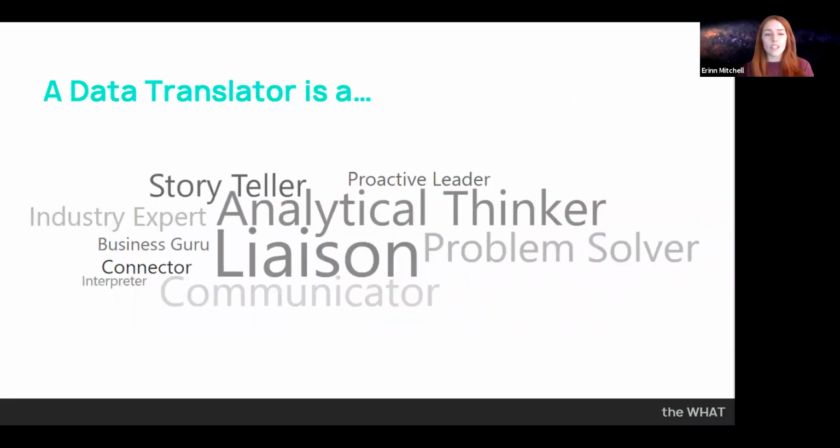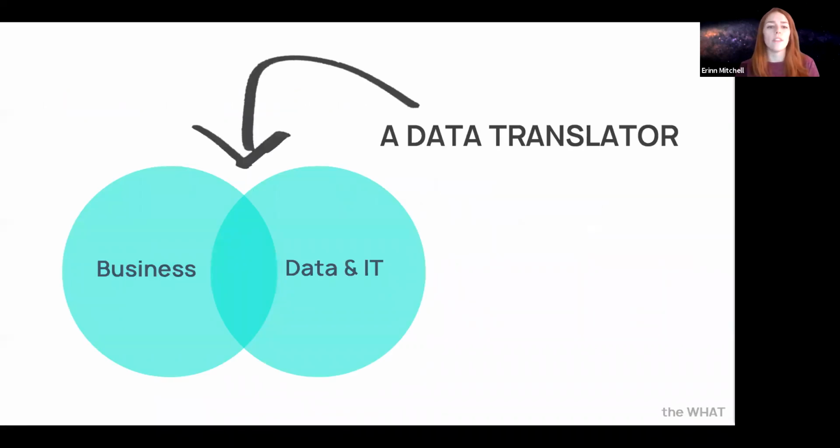So the what? A data translator, I made this fancy word cloud to help you understand what a data translator is. They're a storyteller, a proactive leader, an industry expert. They're analytical, a thinker, business guru, connector, interpreter, communicator. They're a problem solver, and most importantly, they are a liaison. The slide is not changing. There we go. So a liaison, and that's because they sit in between the business on one side, and then data and IT on the other. So that's that data translator sweet spot.